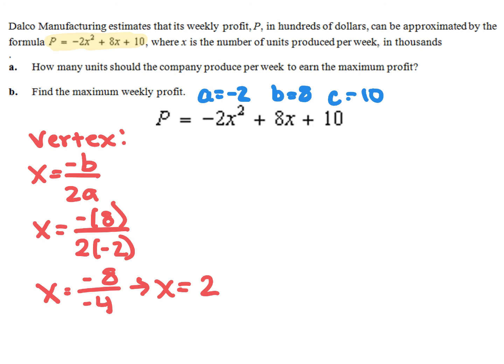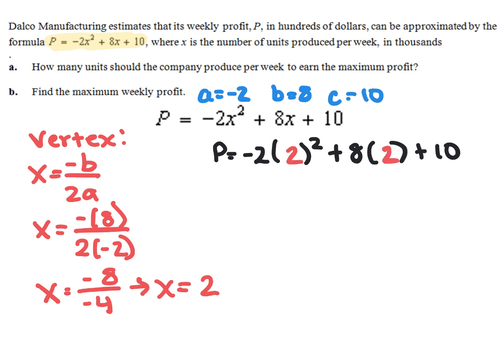Now we want to plug into the original equation. So it's P equals negative 2 times x squared plus 8 times x plus 10. So I can substitute the 2 in for x. If you plug that whole thing into your calculator, you'll get that P is equal to 18.